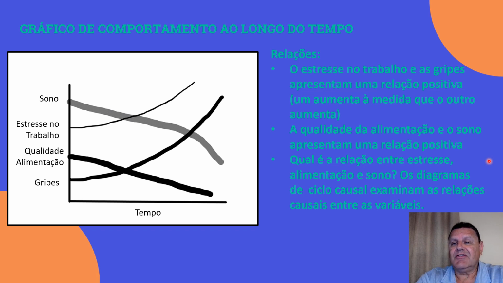Because when we start thinking about those variables, what we will do next is take what we have learned from the behavior over time graph, and we will plot those in more detail on a causal loop diagram, which looks at the causal relationships in detail.